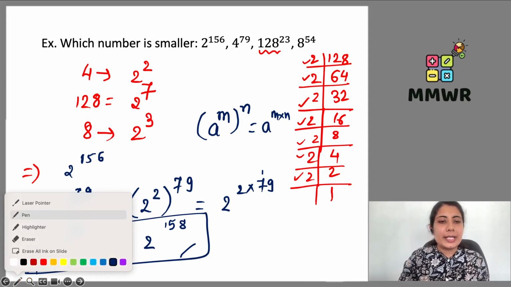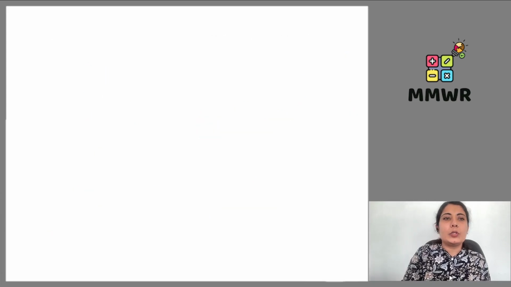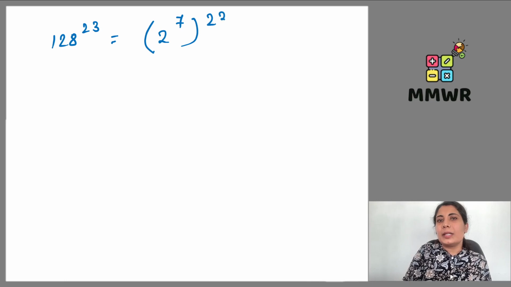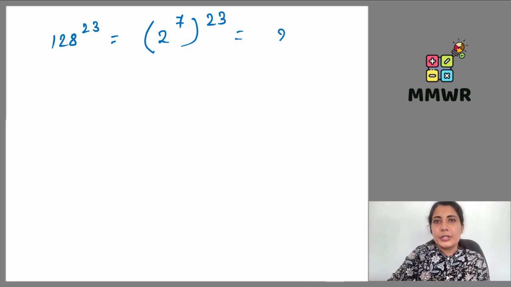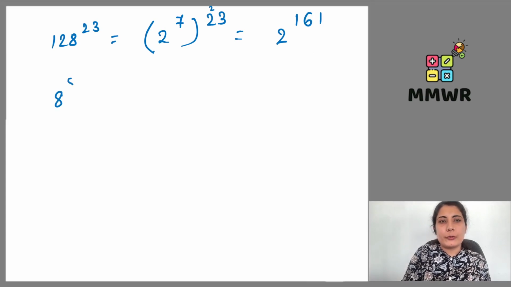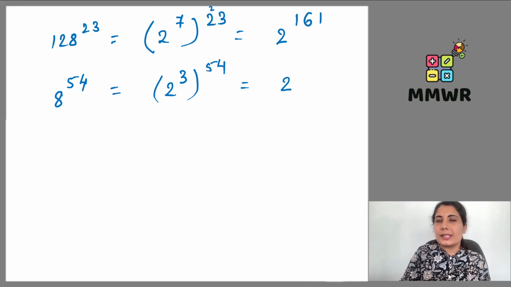Then we have the next number, which is 128 to the power 23. 128 can be written as 2 to the power 7 and the power is 23. Let's quickly multiply the powers. 7 threes are 21, carry over 2. 7 twos are 14 plus 2, 16. So this gives me 161 in the power. Then we have 8 to the power 54. 8 means 2 to the power 3 and the whole power is 54. Now this 2 stays as it is, 3 fours are 12, carry over 1, 3 fives are 15 plus 1, 16.